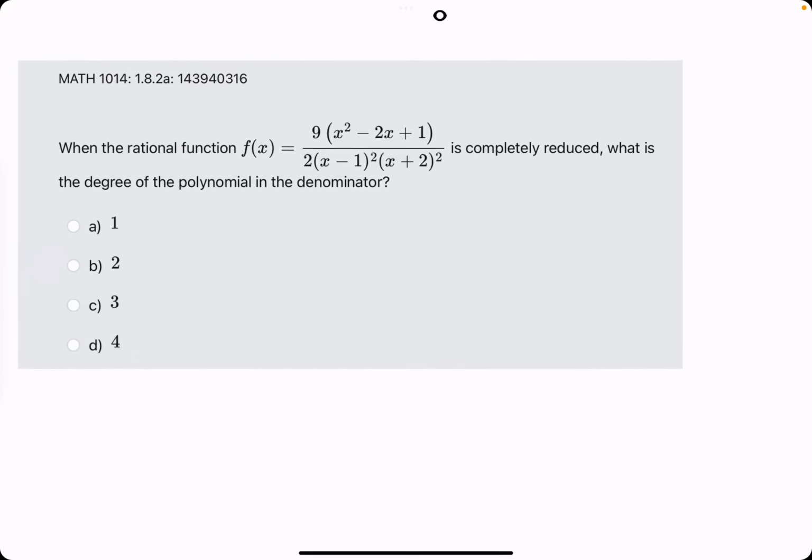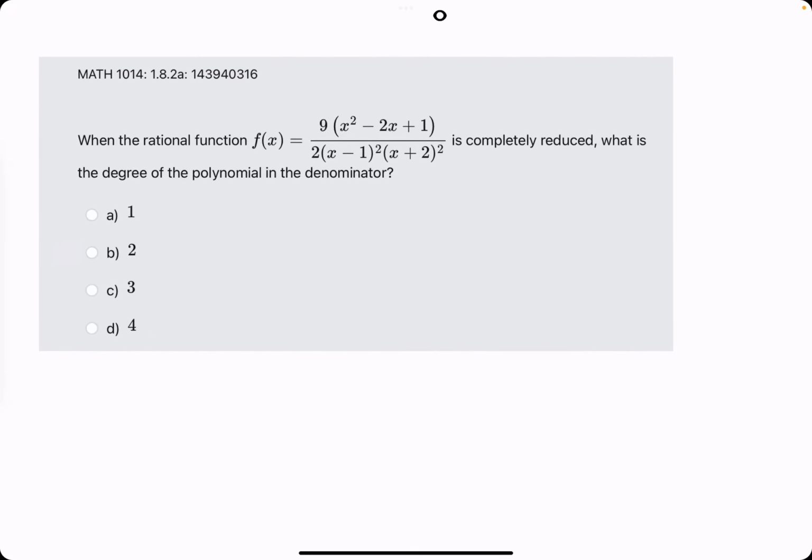Okie dokie. In this problem, they say when this rational function is completely reduced, what is the degree of the polynomial in the denominator? What they're expecting you to do is to factor expressions like this and cancel terms out on top and bottom if there are any terms that can cancel. So we are reducing this quotient, or this rational function, and seeing what we're left with in the denominator. What's the highest exponent we are left with in the denominator?